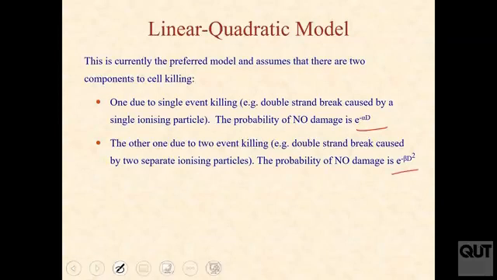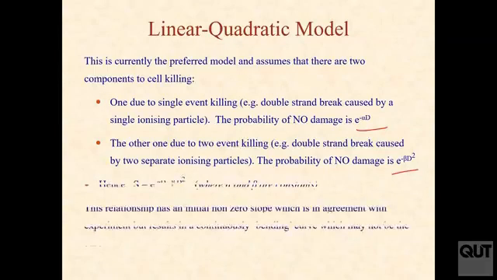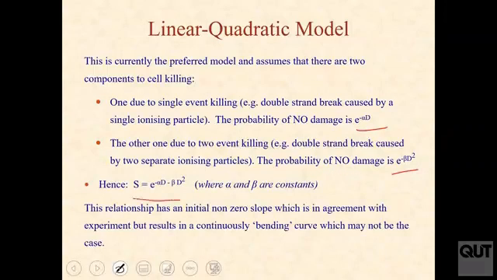So we've got this alpha and beta here. The model is e to the minus alpha D minus beta D squared, where alpha and beta are constants, and they depend on the tissue type. This relationship has an initial non-zero slope, which is in agreement with the experiment, but results in a continuously bending curve, which may not actually be accurate.